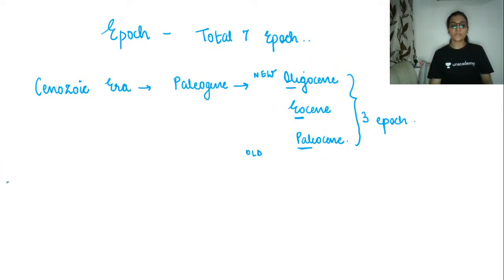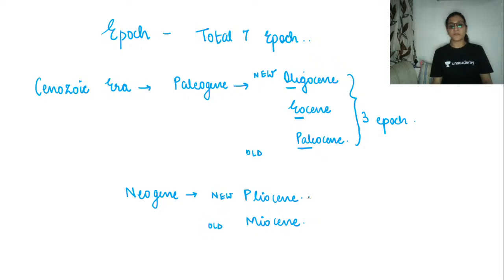Now talking about the second thing, that is the Neogene. The epochs of Neogene are divided into 2 categories, that is Pliocene and Miocene. So Mio is old and Plio is new. So these are the 2 epochs of Neogene. Now Quaternary, in the Cenozoic. The Quaternary is made up of again 2 epochs, that is Holocene and Pleistocene.